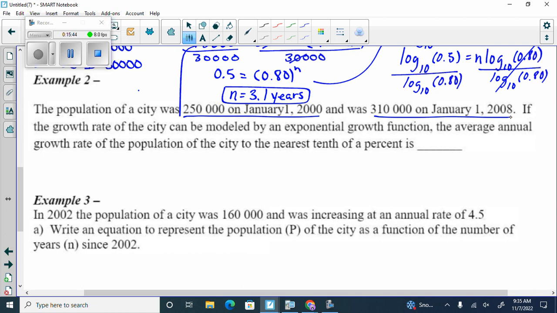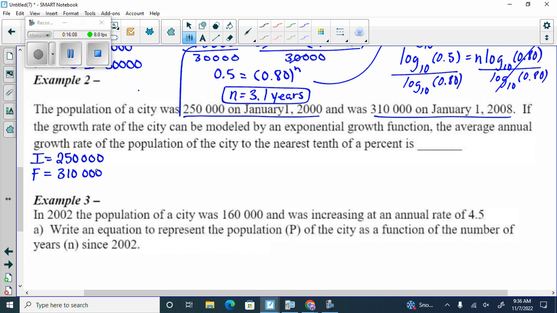So which one is my initial? 250,000, because it happened first, right? And what's my final? 310,000. Am I appreciating or depreciating? Appreciating. So populations fall under this too, appreciation, depreciation.